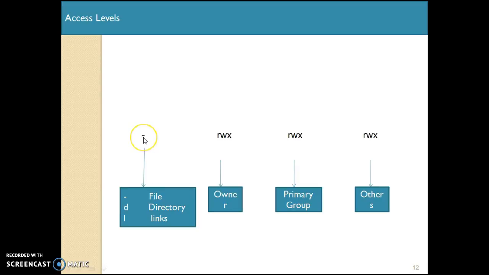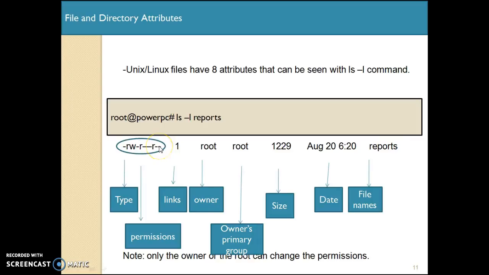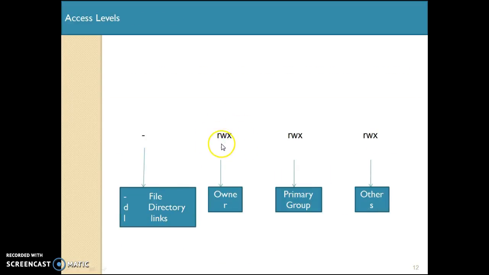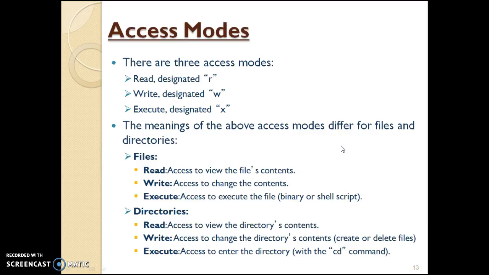So first we have hyphen, right? The hyphen represents it is a file. In case we have D, it represents a directory. In case we have L, it represents a link. Then followed by it we had rw- r-- r-- in the previous example, right? So actually the first rwx represents the owner, the next rwx represents the primary group, and the next rwx represents other users. What is this rwx? It is nothing but the access modes. So r represents read, w represents write, x represents execute.